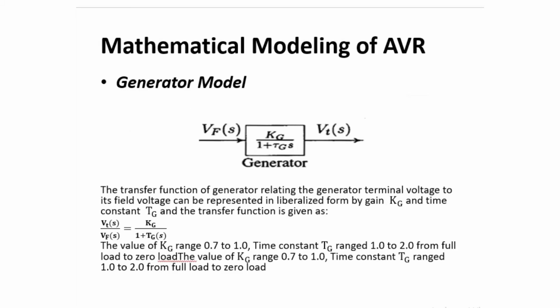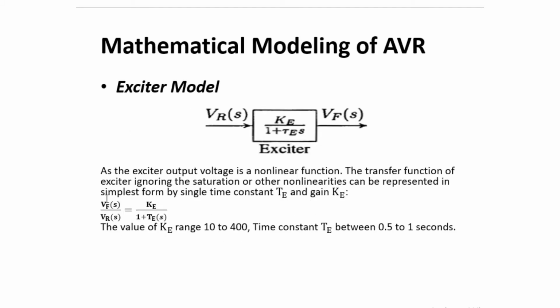So the transfer function for the exciter can be written as the output Vf over the input Vr. Again, we know that the exciter output voltage is a non-linear function. Ignoring the saturation condition and other non-linearities, we will represent the exciter in the simplest form by a single time constant Te and gain Ke. This gain Ke ranges from 10 to 400, and this Te is between 0.5 to 1 second.